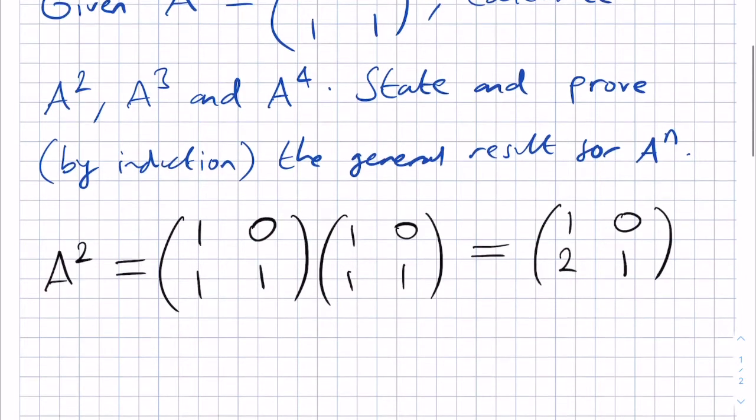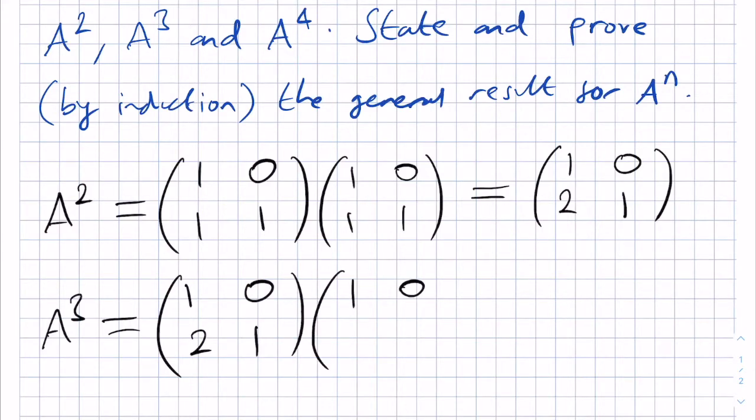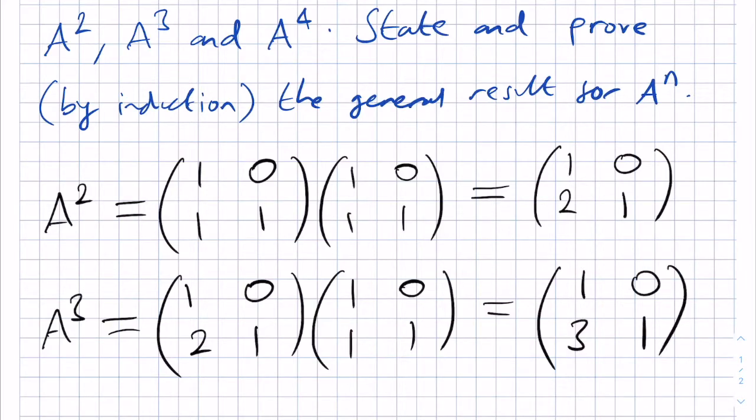Similarly, if we continue, next we have A cubed, and we can get this by doing A squared, so 1, 0, 2, 1, times A, which is 1, 0, 1, 1. And again, if we do this, we will get 1, 0, 3, and then 1.